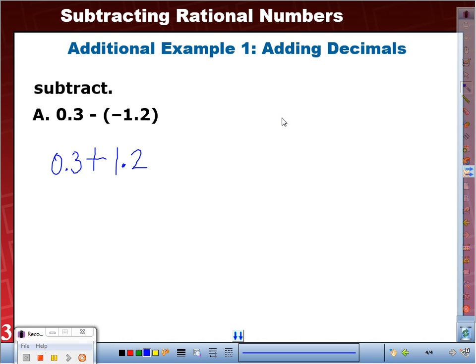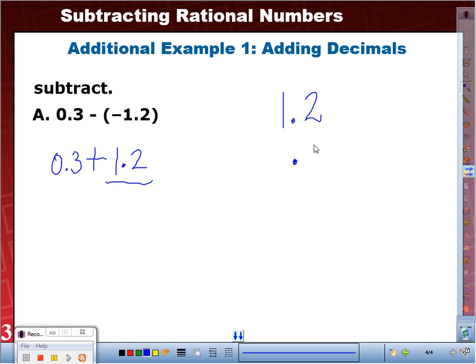Rewrite these vertically. What does that mean? Stack them by aligning the decimals. And guys, pay attention to this. Always place the biggest decimal number on top. So this one is 1.2. Align the decimal of the other one.